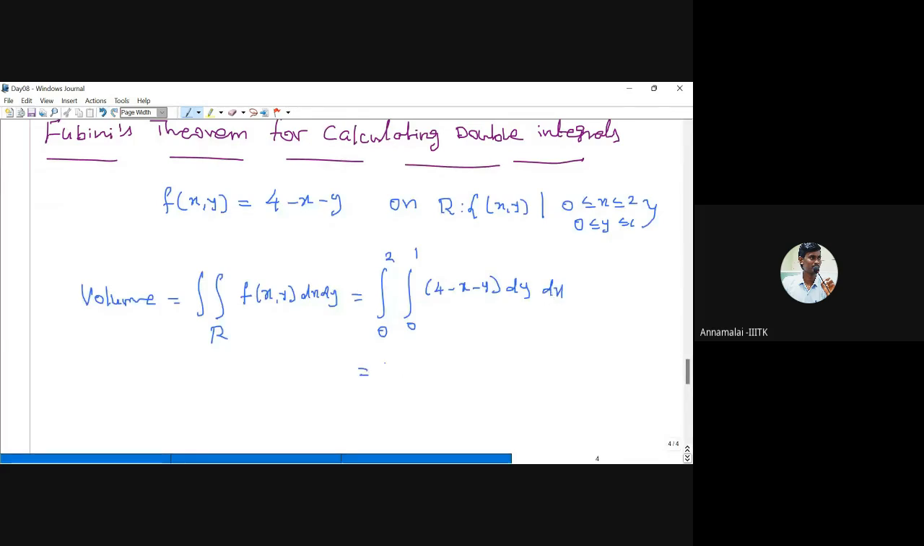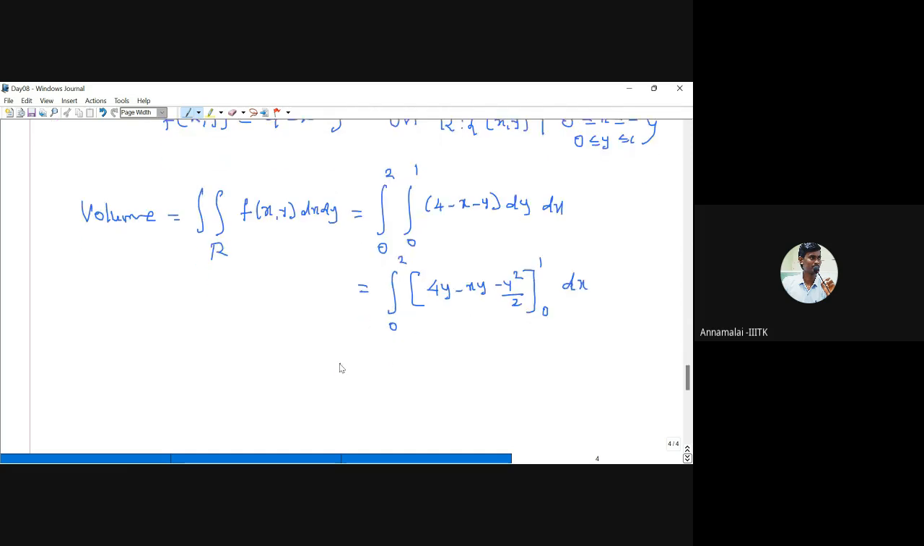So this is equal to, first you have to evaluate the inside integration. If you integrate this with respect to y, we get 4y minus, treating x as a constant, xy minus y squared by 2. If you integrate with respect to y, substitute the upper limit and the lower limit. So this is equal to the integral from 0 to 2. If we substitute 1, we get 4 minus x minus 1 by 2. If you substitute 0, all the terms contain 0, therefore 0. We get this one into dx.